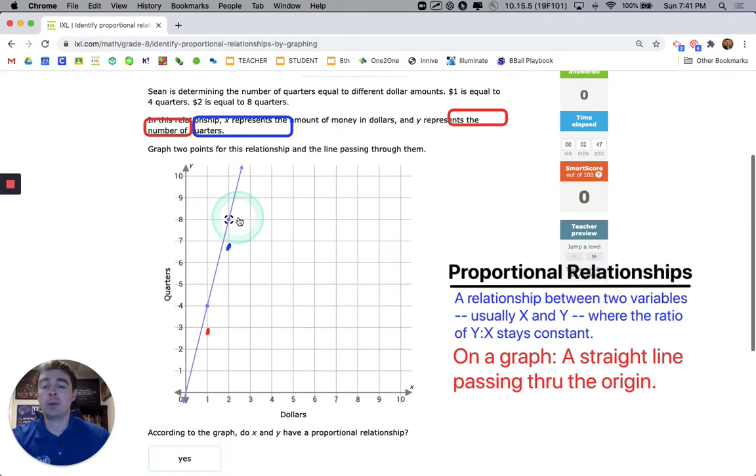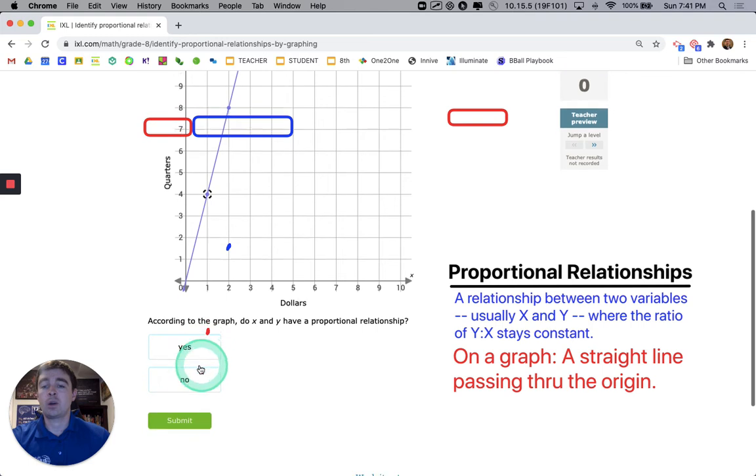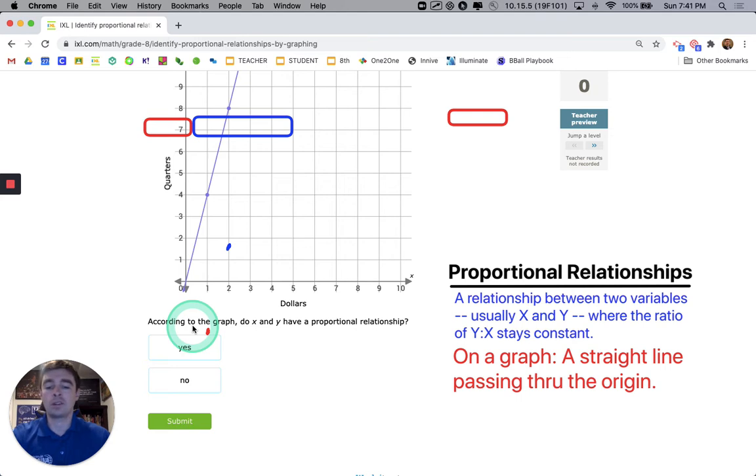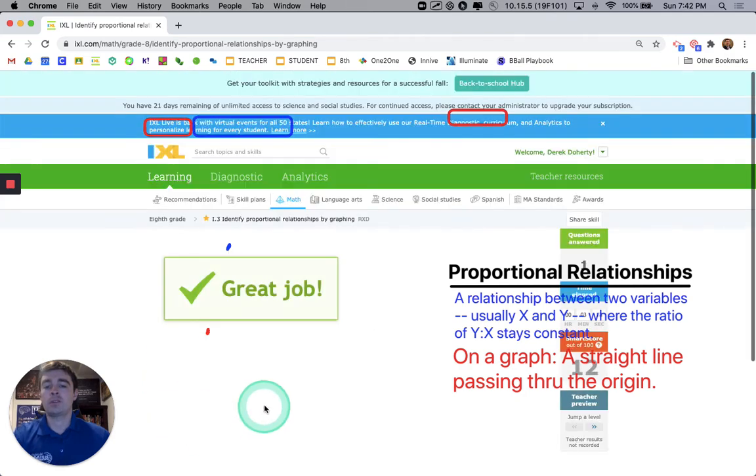And we're asked about this graph. It says, according to the graph, do x and y have a proportional relationship? If I see a graph that has a straight line that passes through the origin, that means y divided by x will always have the same ratio. 4 divided by 1 is 4 quarters for every dollar. Same thing for 8 divided by 2. And you all are probably saying, of course, it's always 4 quarters for every dollar, and that would never change. So that's the reason we have a proportional relationship here.